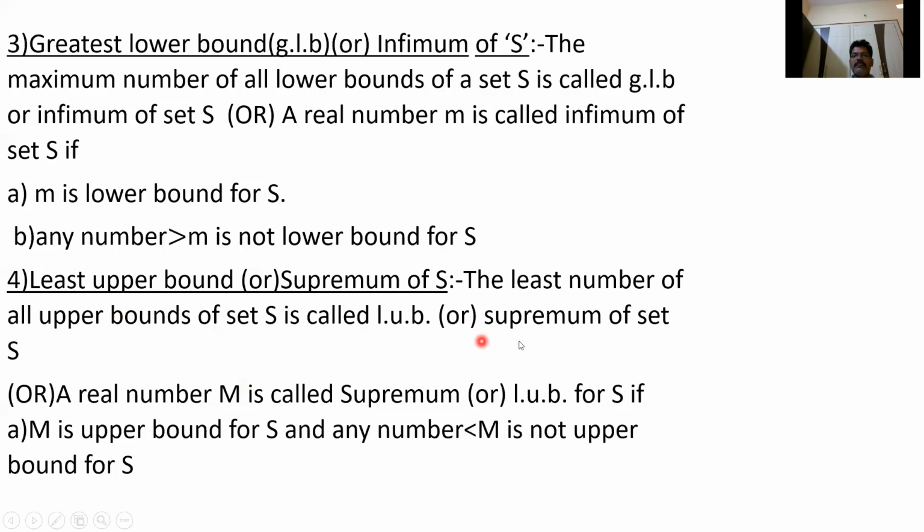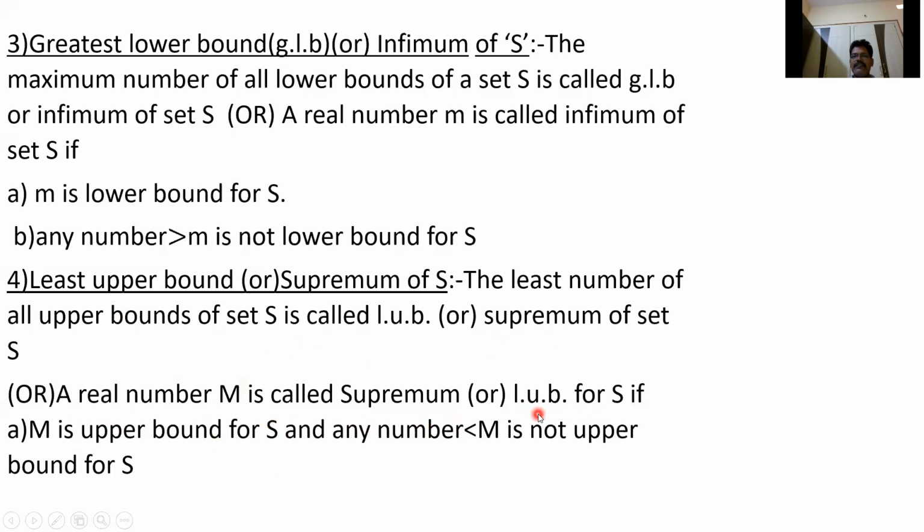So least upper bound can be written another way as a supremum, least upper bound, or it is called supremum of set S. Another definition, here same thing. The real number M is called supremum or least upper bound for S. When you say real number M is called the supremum or LUB, least upper bound, for S.